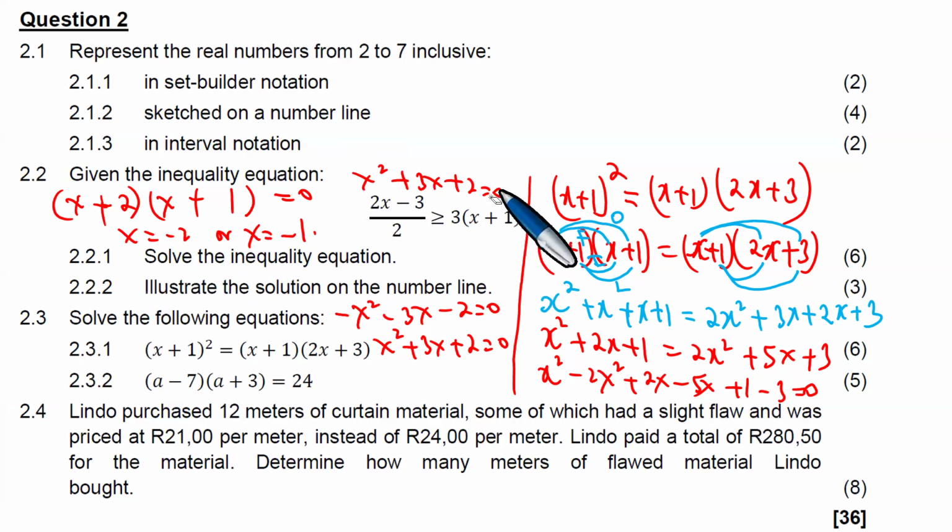And then now we have 2. What are the factors of 2? Factors of 2 are like 2 and 1. 2 times 1 will give us 2, and when we add them up, 2 plus 1, they give us 3.